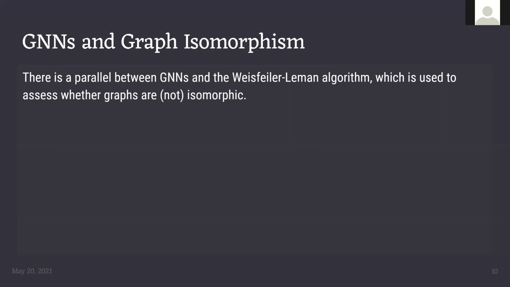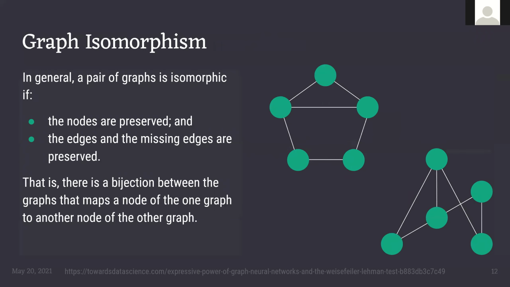But of course, what does isomorphic mean? I have an example here, but the formal definition is that a pair of graphs is said to be isomorphic if the nodes are the same and the edges and the missing edges are preserved. That is, given two graphs, they're isomorphic if there is a bijection that basically maps all the nodes in the one graph to all the nodes in the other graph. So let's look at the figure here.